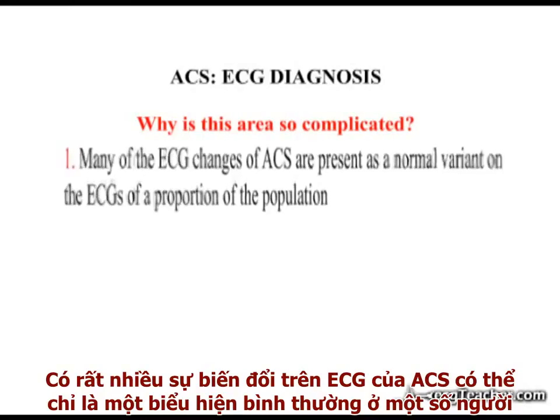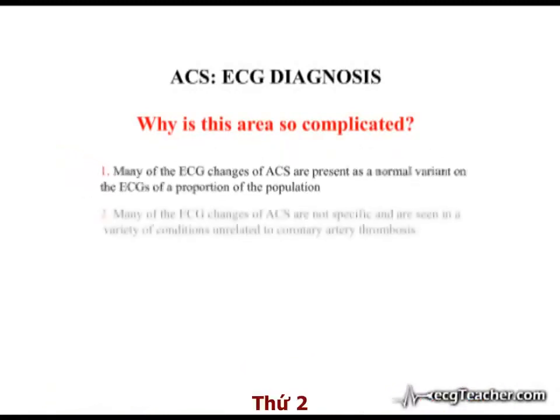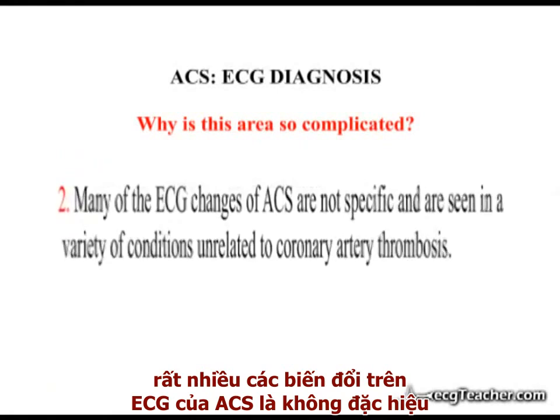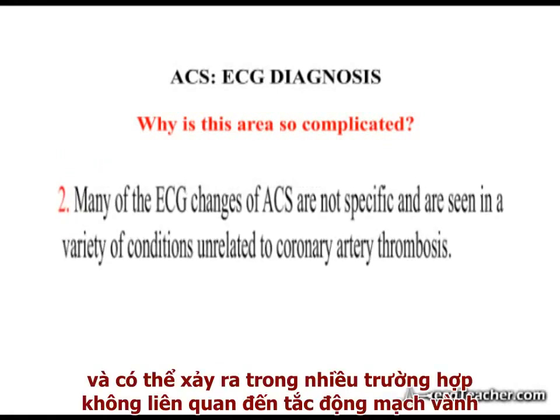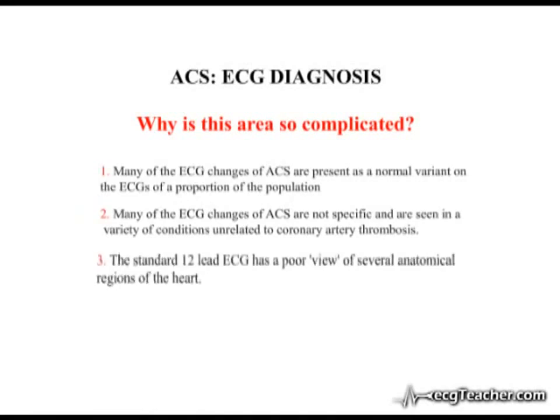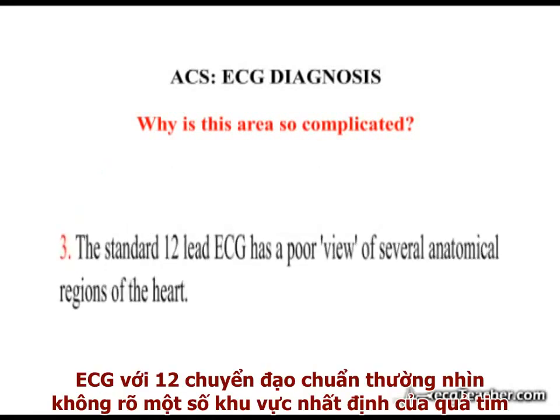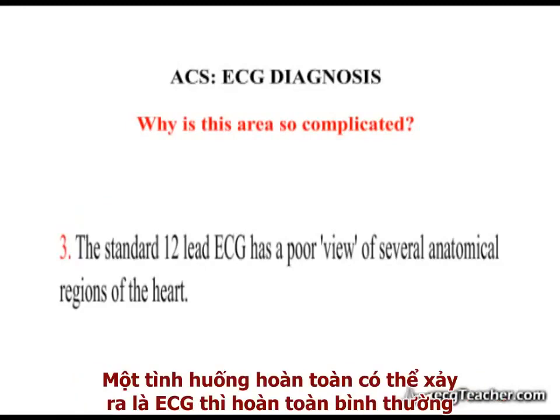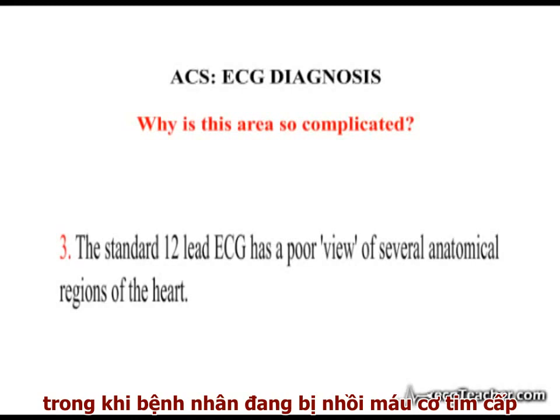Firstly, many of the ECG changes of ACS are present as a normal variant on the ECGs of a proportion of the population. Secondly, many of the ECG changes of ACS are not specific and are seen in a variety of conditions unrelated to coronary artery thrombosis. Also, the standard 12-lead ECG has a poor view of several anatomical regions of the heart. It is possible for an initial ECG to appear completely normal in a person suffering an acute MI.